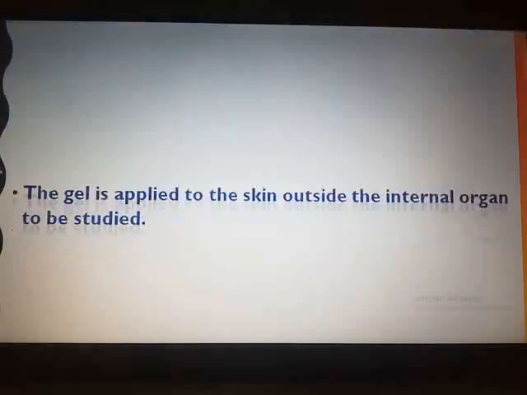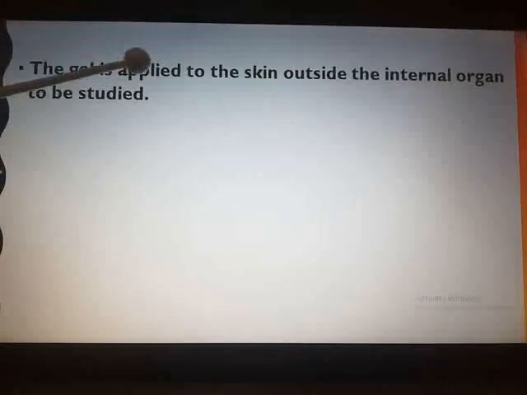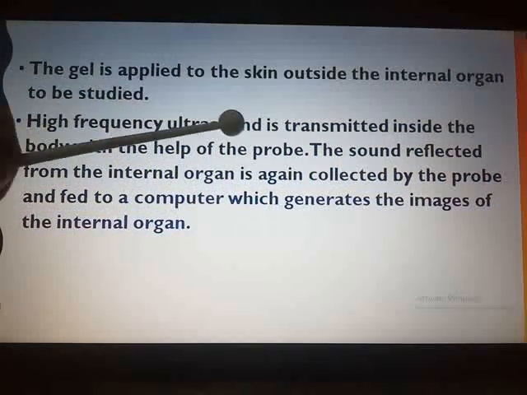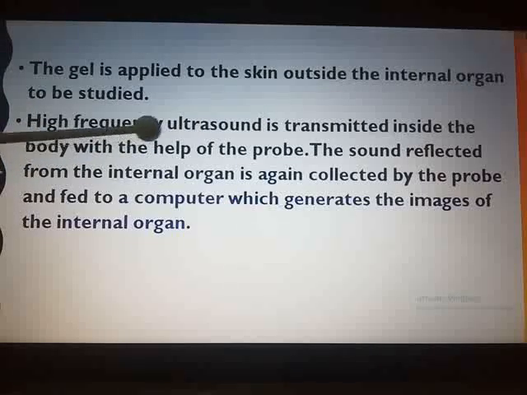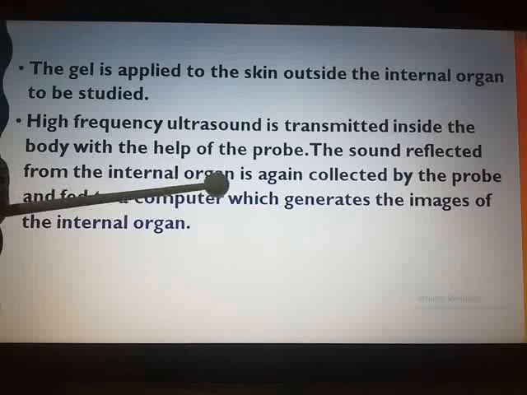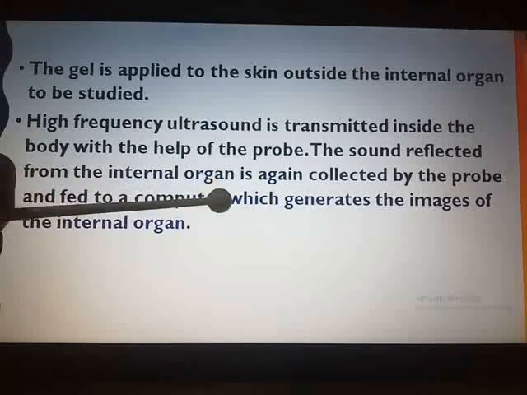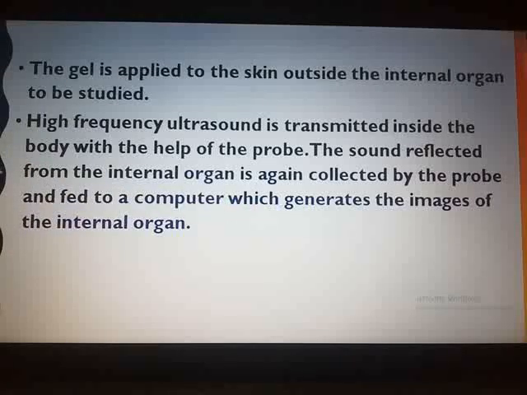Next point, continue marking. The gel is applied to the skin outside the internal organ to be studied. High frequency ultrasound is transmitted inside the body with the help of the probe. The sound reflected from the internal organ is again collected by the probe and fed to a computer which generates the images of the internal organ.